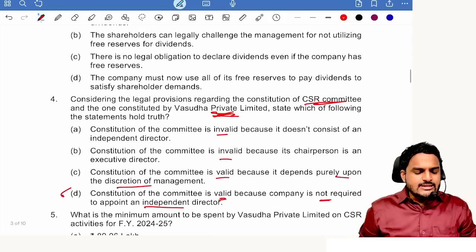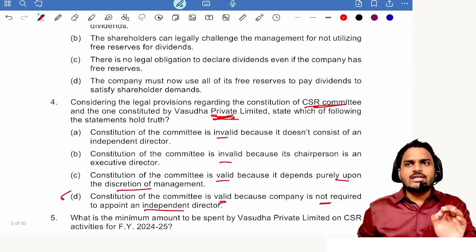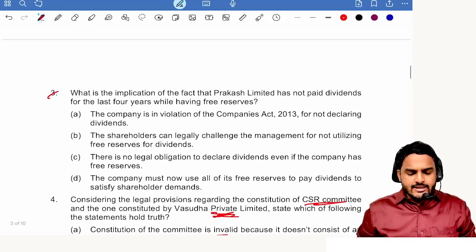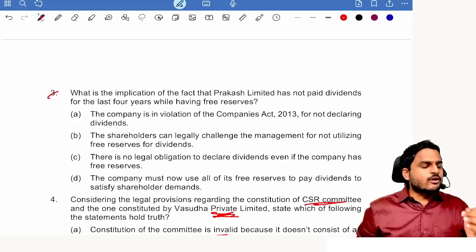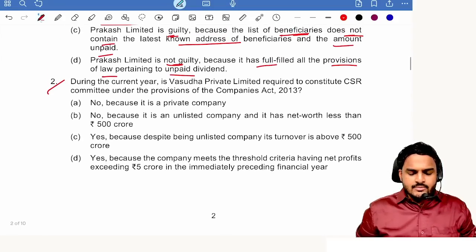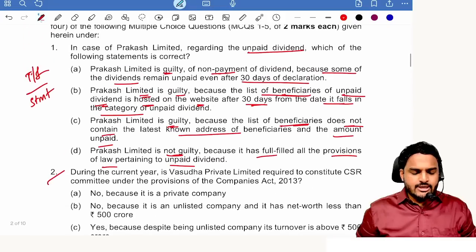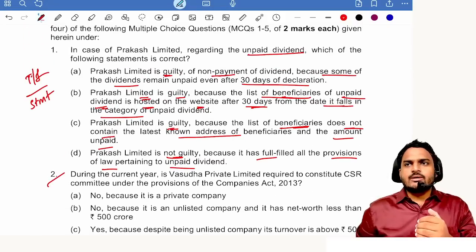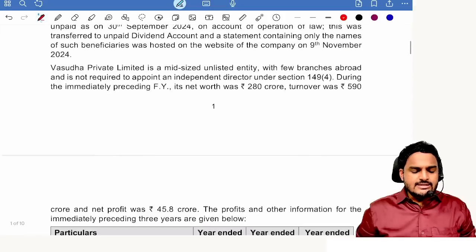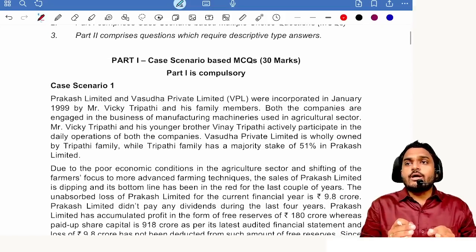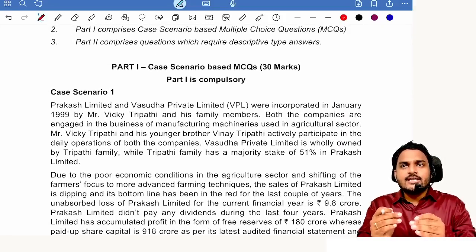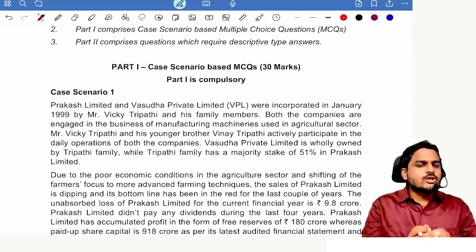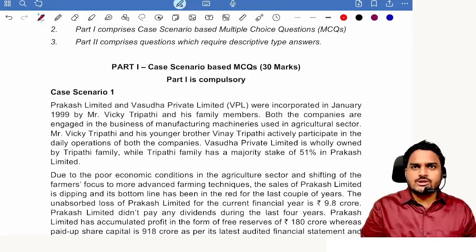Now, after looking at these 5 questions, our requirement is, first, calculation of CSR. Second is payment of dividends out of free reserves. Next one, constitution of CSR committee. And next one, transfer of unpaid dividends, statement to be published on the website. Now we'll see the scenario. Now you can identify the points that are relevant for answering MCQs. Implement the same practice in your examination also.